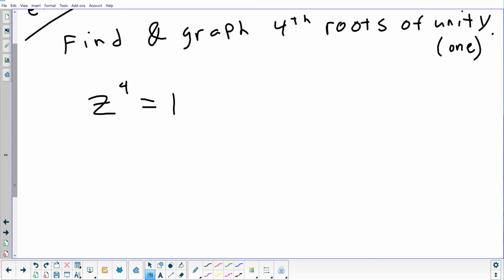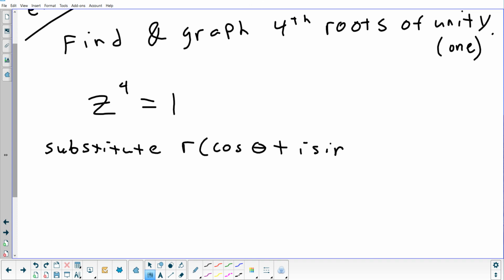All right, so the first step is we're going to substitute the following. I'm going to substitute in for z. So substitute r cosine theta plus i sine theta for z, because z is what we're trying to solve for.